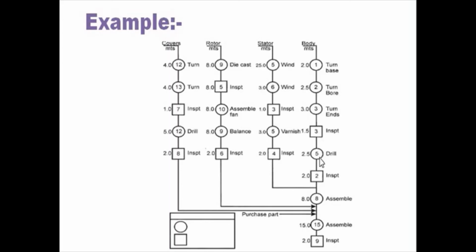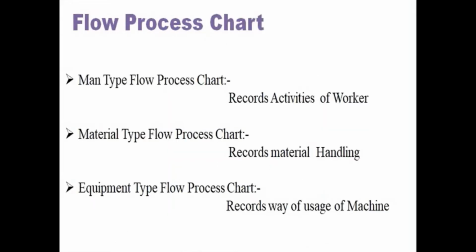Whereas these numbers represent the sequence of the operations, and these horizontal lines are used when there is a purchase of material or purchase of a particular part. This is represented by the horizontal line. All the symbols are connected by the vertical line so that one can understand the exact sequence of the particular operations.